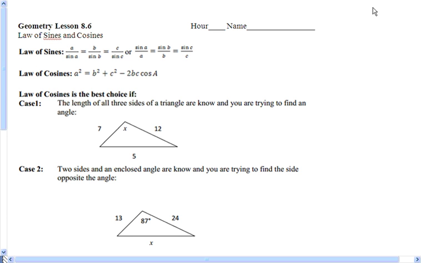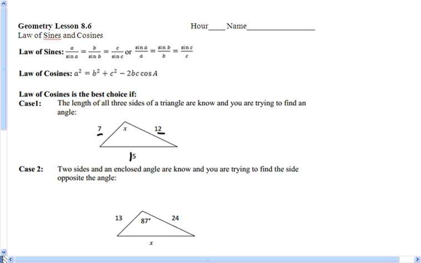Law of cosines is best choice if the length of all 3 sides of the triangle are known and you're trying to find an angle. To use the law of sines, you really do need 2 angles or 2 sides and an angle to use that. So here we have all 3. We're looking for an angle. There's a little error here. This longer side obviously shouldn't be 5 if this side is 7 and this side is 12. So we're going to change that to 15. And we're going to use the law of cosines here to find x.